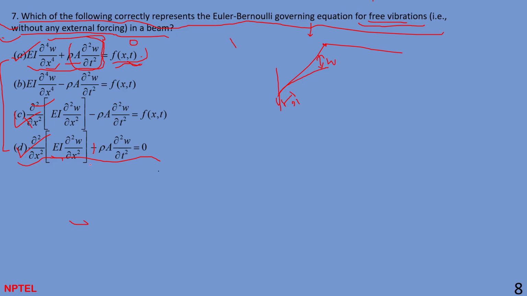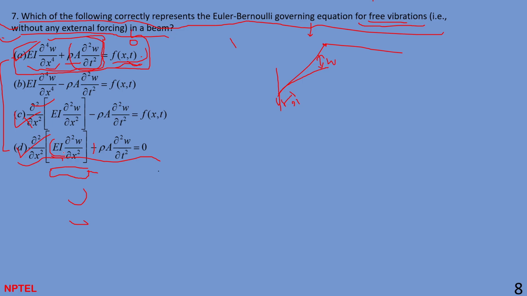Can anybody tell me what is the difference between this equation and, let's say, if you have made the right hand side zero, A and B, what will be the difference? Can anybody tell me? You can see that this is not a fourth order equation, because EI is here.